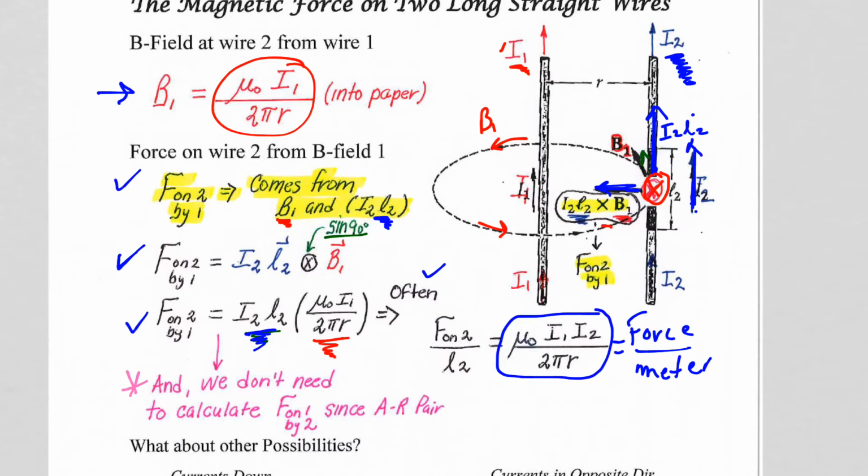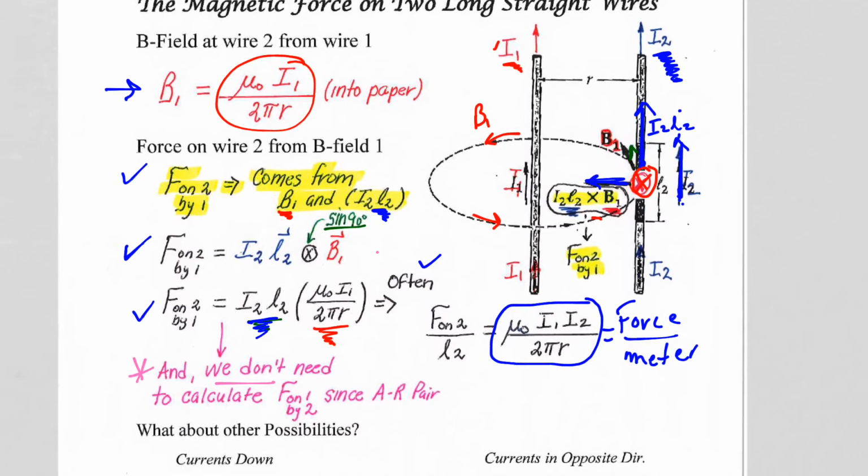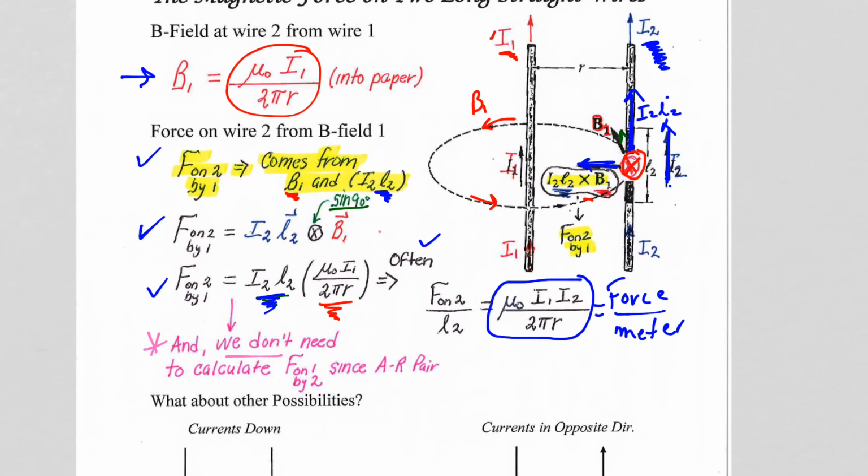And this is also really important. We do not need to calculate the force on wire 1 because we have an action-reaction pair. So what we just calculated was the force on wire 2 made by the B field from wire 1. So really it's the force on 2 by 1. Action-reaction pair is still in place. Newton's laws are laws, not suggestions. So equal in magnitude, opposite in direction.